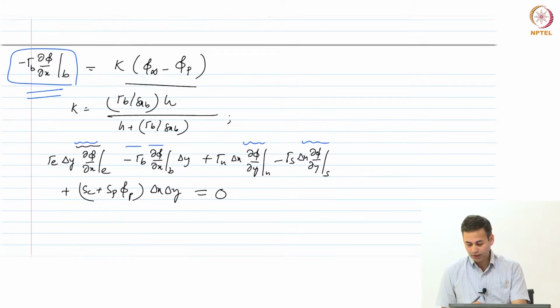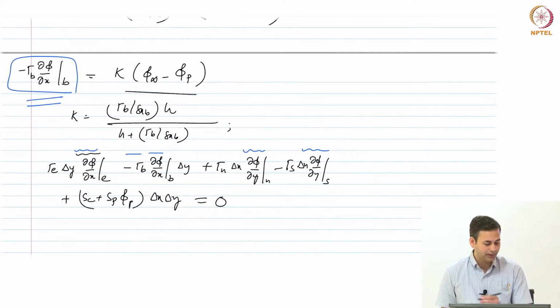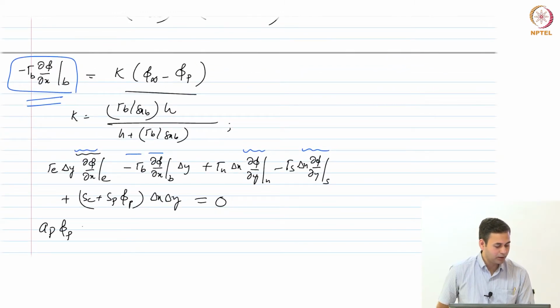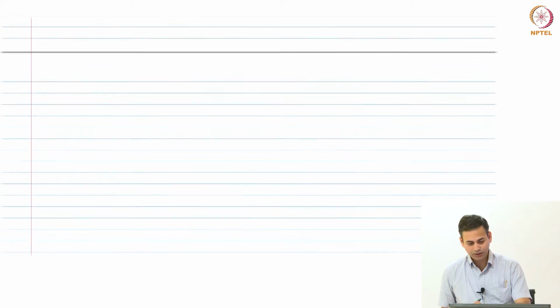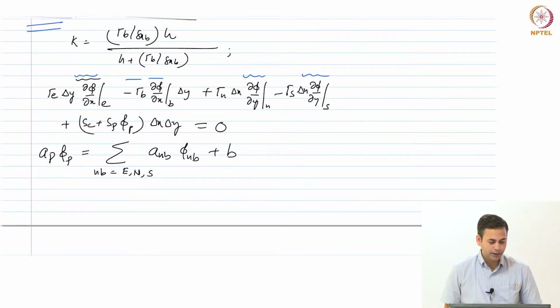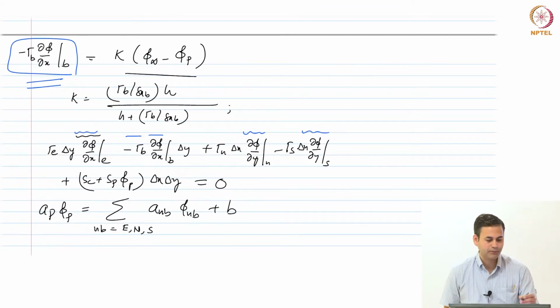So, if we rearrange in the AP phi p style, that would be AP phi p equals, if I write it in a short form, sigma A NB phi NB plus b, where NB goes on east, north and south. Okay. All right. Now, what would be the coefficients? That is the question. Now, if you take a look at this one, where will these contributions go? Where will minus k phi p go?